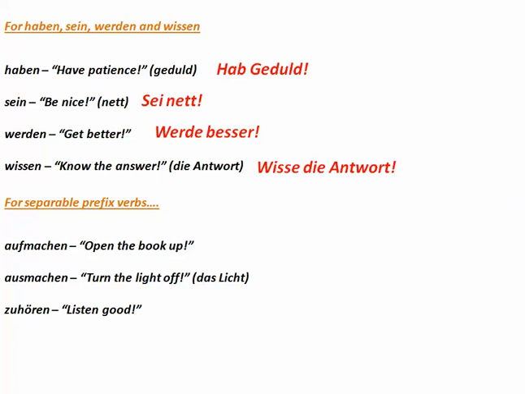Wisse die Antwort. So werden and wissen are going to retain these e's. Okay, for separable prefix verbs, of which there are a number in German, you're still going to separate the prefix from the verb. So for the verb aufmachen, I'm going to form my command form from the machen part of the verb, which becomes mach, and I'm going to separate my prefix at the end, just like we do when we're using separable prefix verbs in the present tense.